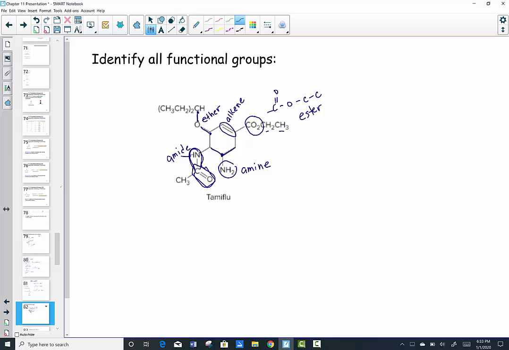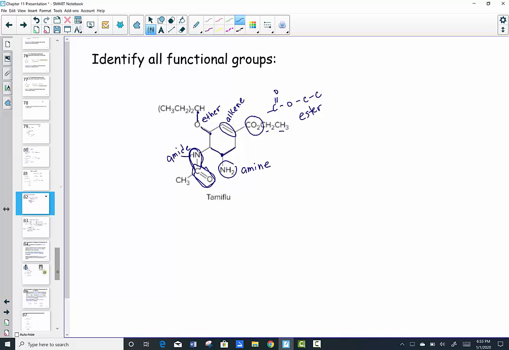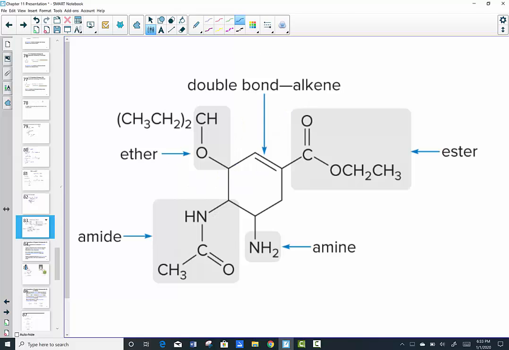Just like the previous slide we're practicing. And that, I think, recognizes all of those functional groups within that compound. And this, again, is just a neater slide to make us realize we had a double bond alkene, we had an ester, amine, amide, and an ether, highlighted for neatness so you can check.